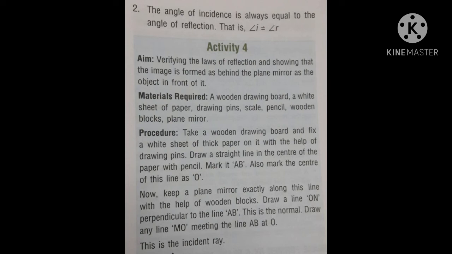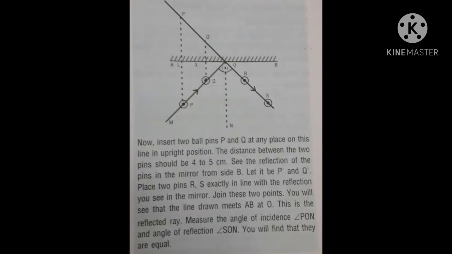Draw a line ON perpendicular to the line AB. This is the normal. Draw any line MO meeting the line AB at O. This is our incident ray. Now insert two pins P and Q at any place on this line in upright position. The distance between the two pins should be 4 to 5 cm. This is our precaution. The distance between the two pins should be 4 to 5 cm.